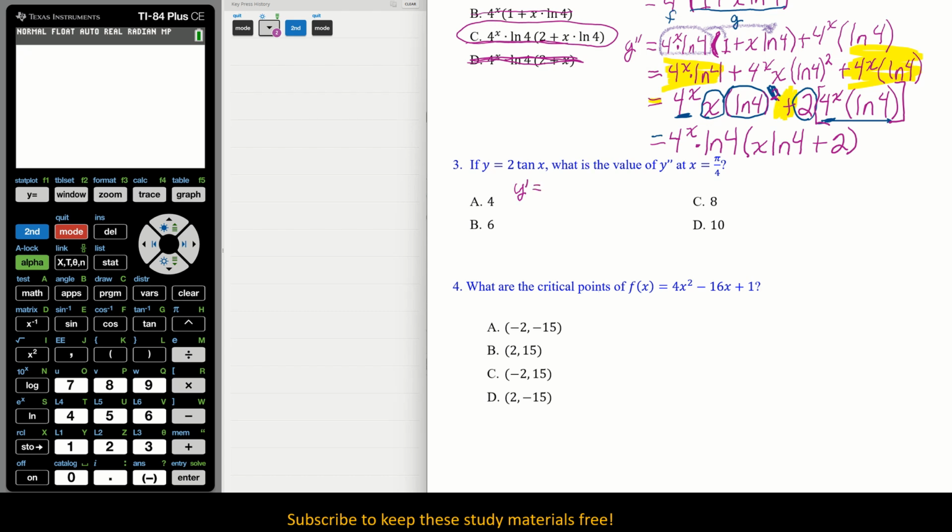Y prime equals 2 secant squared x. Okay? So that's the first derivative. And what we're going to do is, when we put it in the calculator, we're going to pretend like that's the first derivative and we're looking for the second derivative. We just need a higher derivative of this. We need the next derivative. That's the first derivative. We need a value, a particular value, related to the second derivative. So we just need a higher derivative.